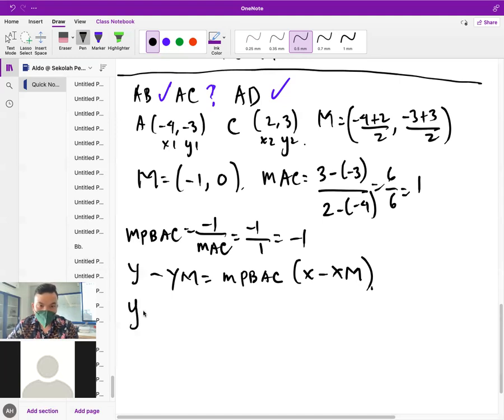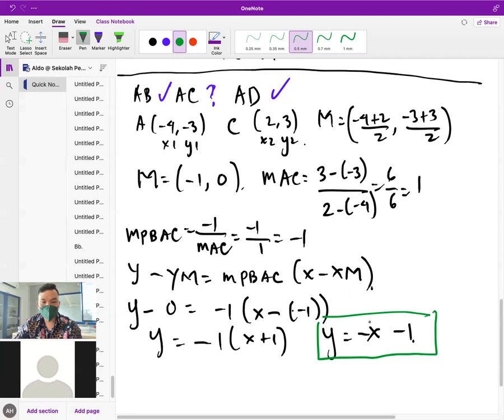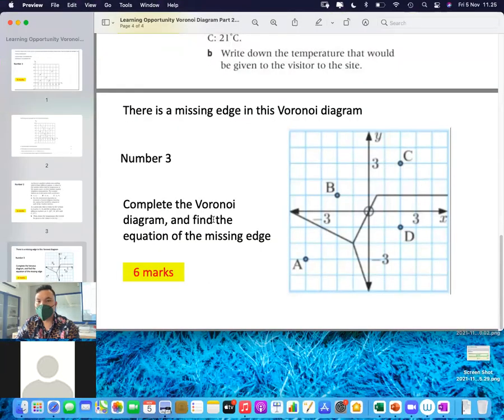Okay. So y minus ym, where xm is 0, is equal to m PBAC, which is -1, times (x minus xm). So y is equal to minus x. No, minus 1 times x plus 1 first, and then y is equal to minus x minus 1. Okay, this is the idea. This is the missing edge. This is the answer. Done.